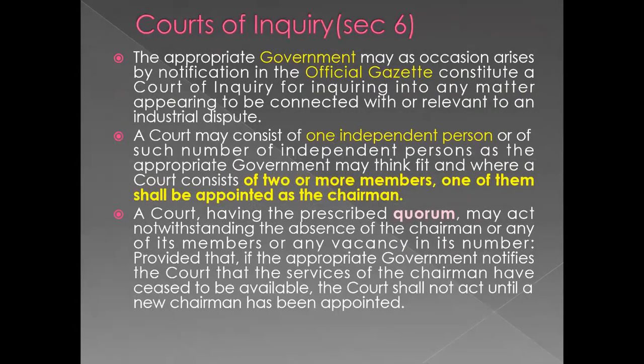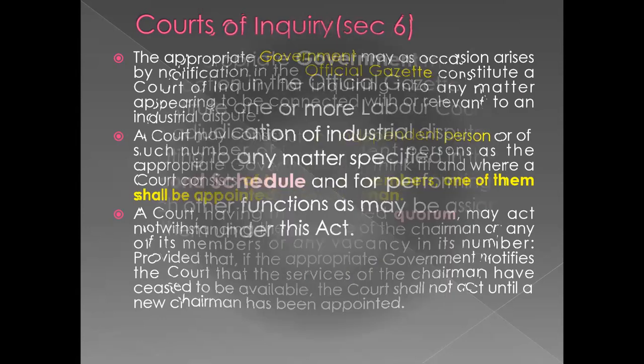Now we'll go for the Court of Inquiry, section number 6. Here also, the appropriate government, by a notification in the official gazette, constitutes this court of inquiry. It consists of one independent person and two or more other persons. One of them shall be appointed as chairperson, who will be the independent person. The court of inquiry has a quorum, the minimum number of members required to conduct a meeting, similar to the board.